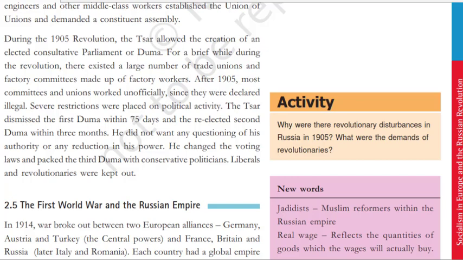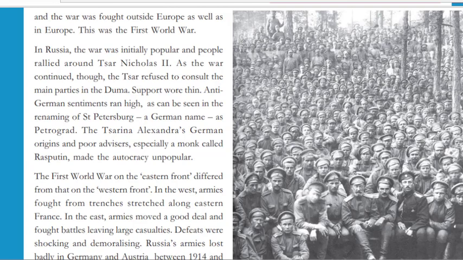2.5 The First World War and the Russian Empire. In 1914, war broke out between two European alliances, Germany, Austria and Turkey, the Central Powers, and France, Britain and Russia, later Italy and Romania. Each country had a global empire and the war was fought outside Europe as well as in Europe. This was the First World War.